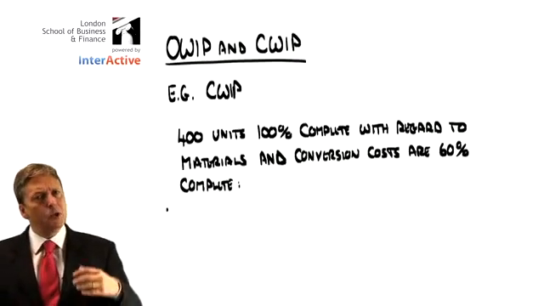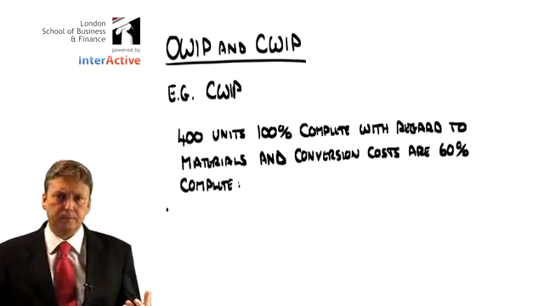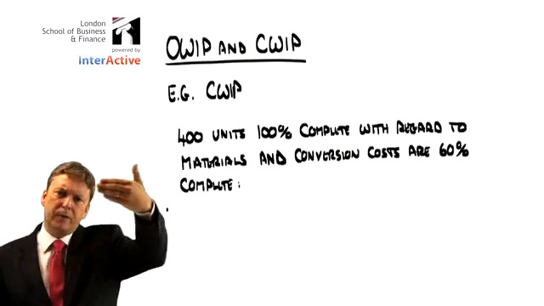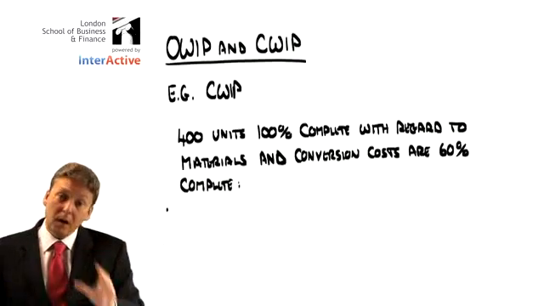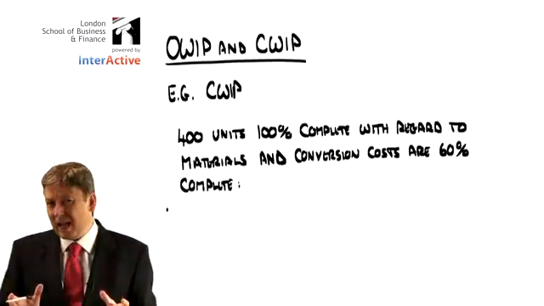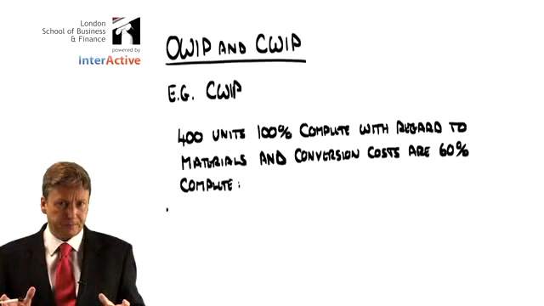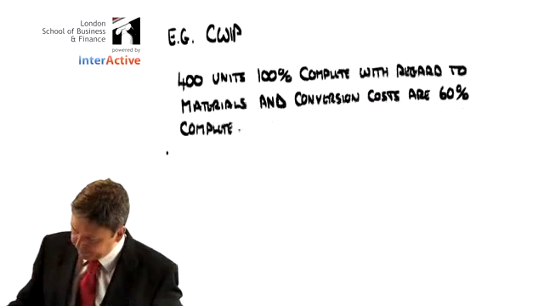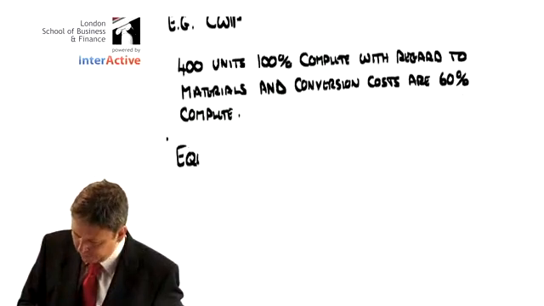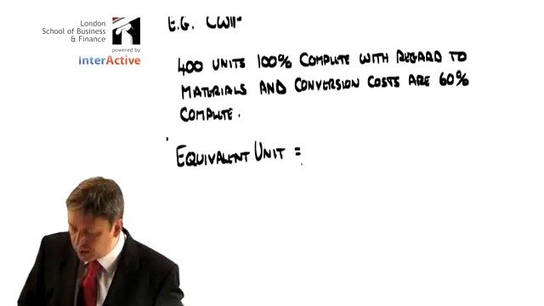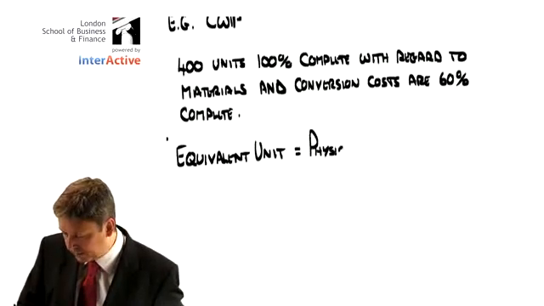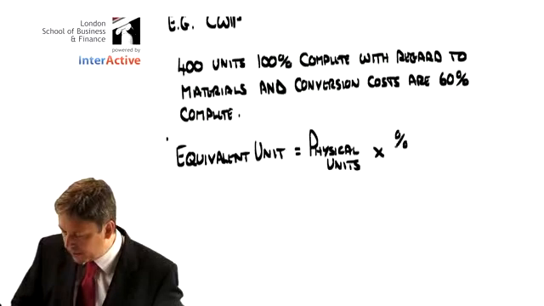Well, okay, if we were trying to attach costs to these, and we want to get an average cost per unit, I think we can see that we effectively have less units of conversion costs. You see, the concept that we introduce here is something called an equivalent unit. And the equivalent unit is where we take the physical units and multiply by the percentage degree of completion.